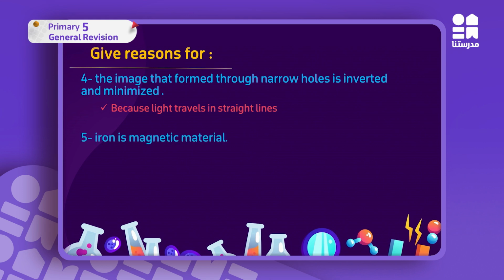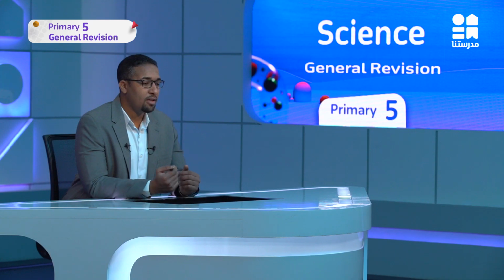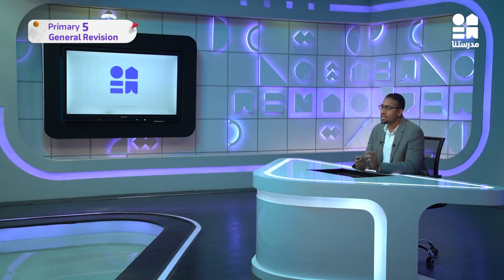Number 5, iron is a magnetic material. Why is iron a magnetic material? Iron, cobalt, and nickel are all magnetic materials, because iron is attracted to a magnet. That's why we call iron a magnetic material. And if we talk about wood, plastic, or aluminium, we say they are non-magnetic materials because they are not attracted to a magnet, however strong or weak the magnet is.